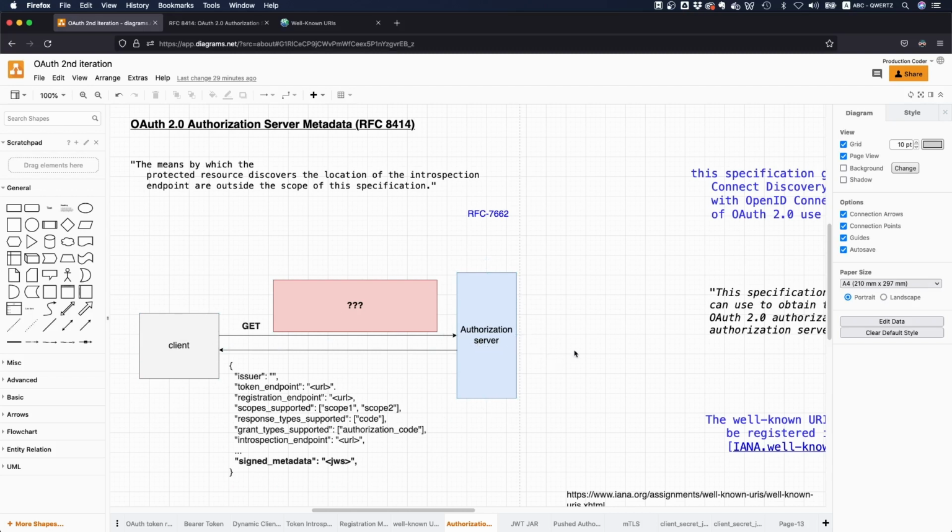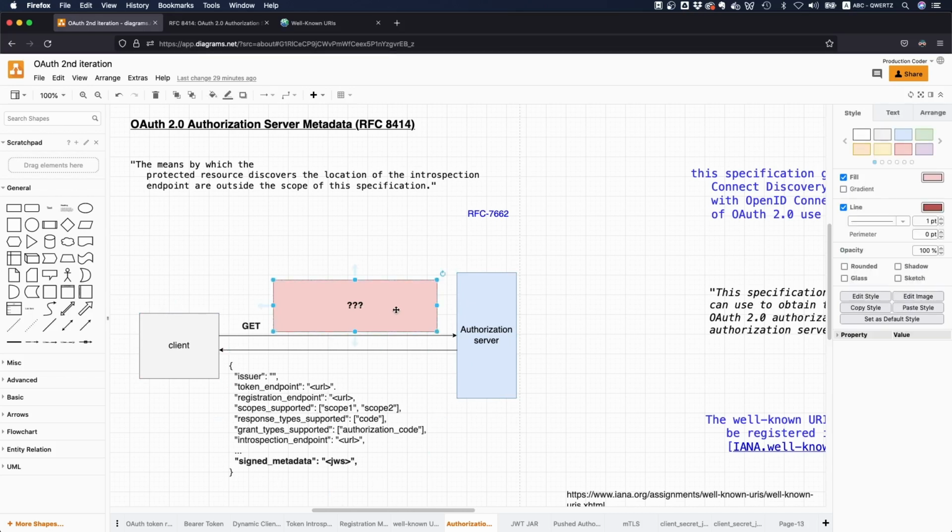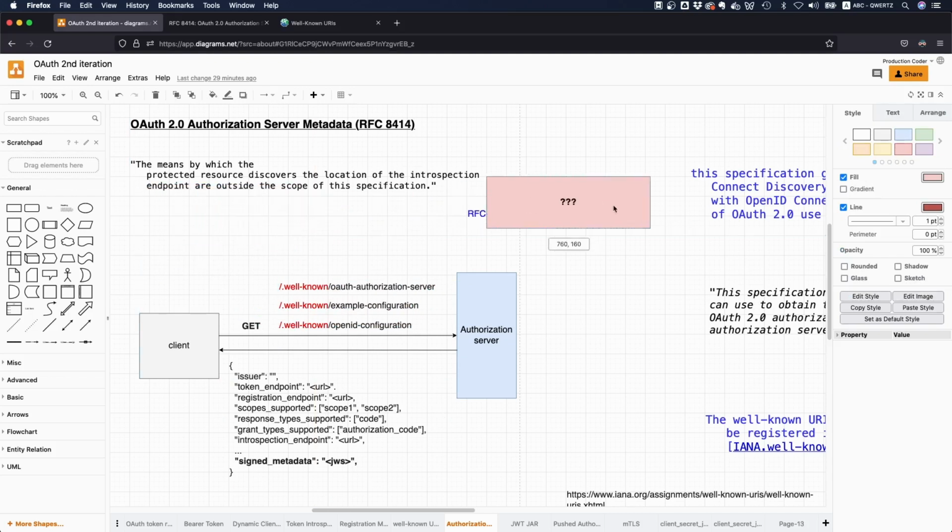Now, the question obviously is, well, how do we actually know where this metadata endpoint is, right? Because if I don't know where it is, well, then this is another configuration I have to do. Well, the solution here is the well-known URIs. This is something we have covered in a previous video.